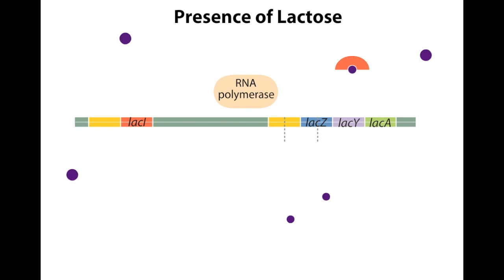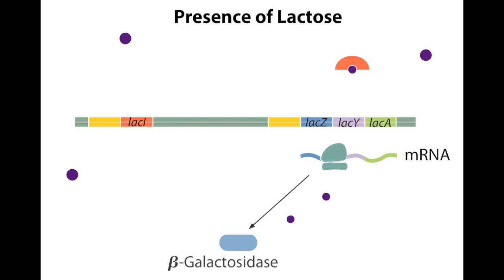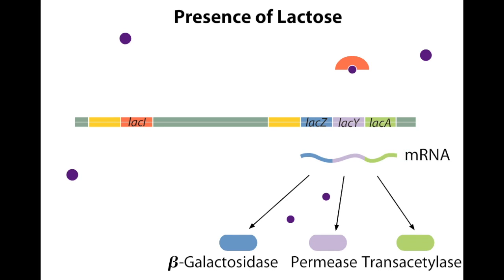region of the DNA. With the operator site open, RNA polymerase is able to bind to the operon promoter and transcribe the structural genes. The resulting mRNA is then translated, leading to the production of the 3 enzymes, beta-galactosidase, permease, and transacetylase, encoded by Lac-Z, Lac-Y, and Lac-A, respectively.